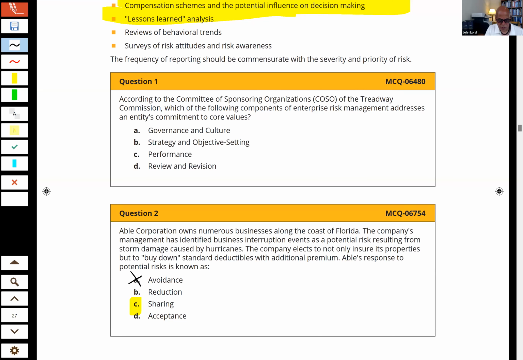Reduction of the risk. I don't see how you can reduce that risk unless maybe if you move some of your facilities out of Florida, but left others there. Acceptance would be doing nothing. Insurance is the classic example of sharing. Question on that?